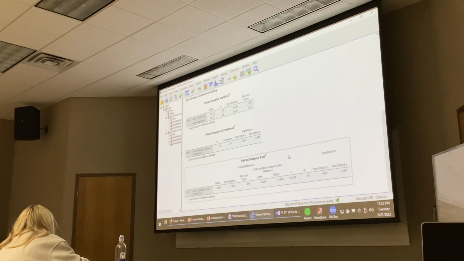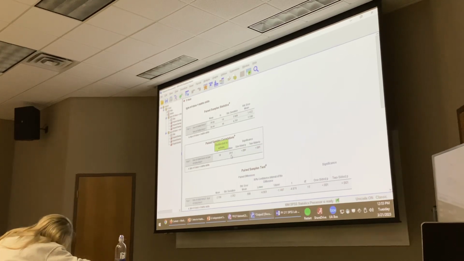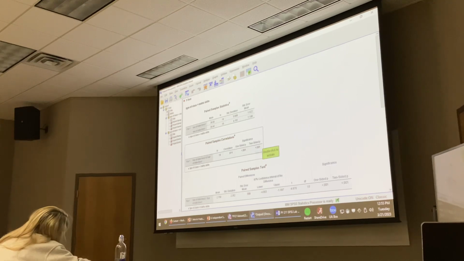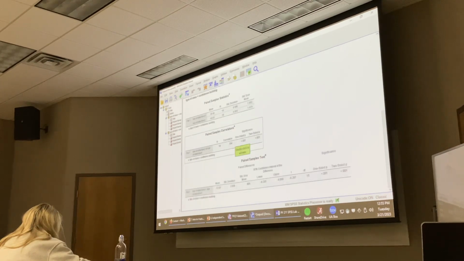This will also give you an entire extra table that you need to ignore. You need to ignore this paired samples correlations table. This is not your t-value, that is an R value. This is not the p-value that you are going to be reporting, okay? Again, this is not the information you need in this paired samples correlations table. You'll need information from this table to get your mean and standard deviations, and this is the table you actually need to copy and paste over into your file.